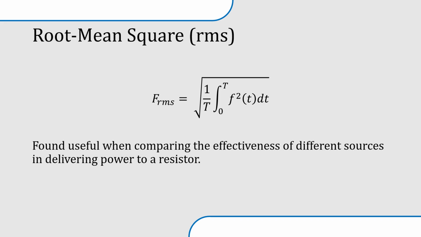This is found useful when comparing the effectiveness of different sources in delivering power to a resistor. For example, the effective value of a periodic current is a constant or direct current value, which delivers the same average power to a resistor.